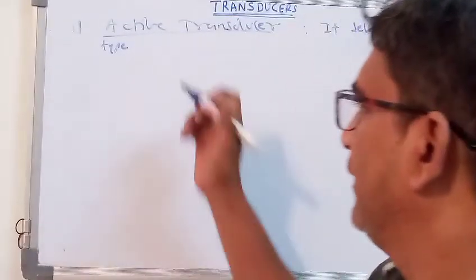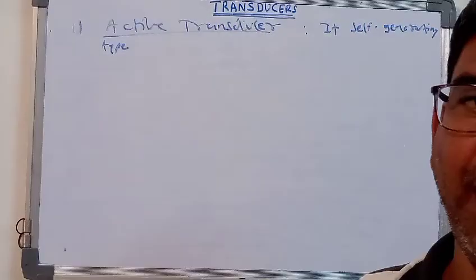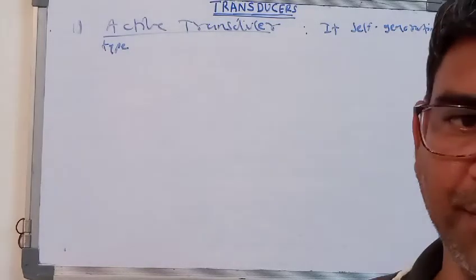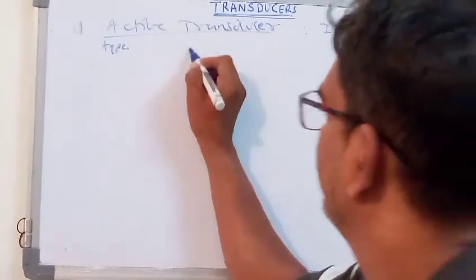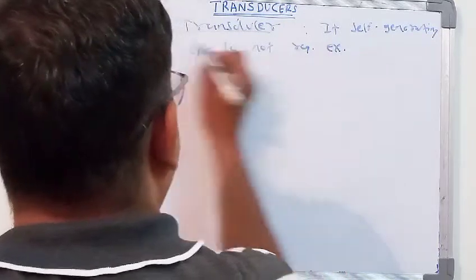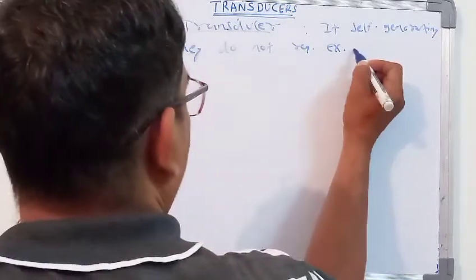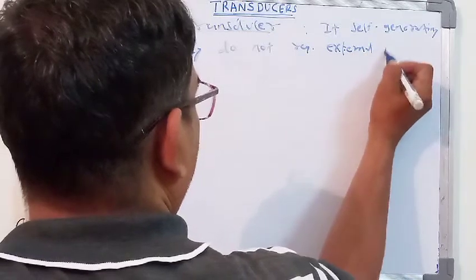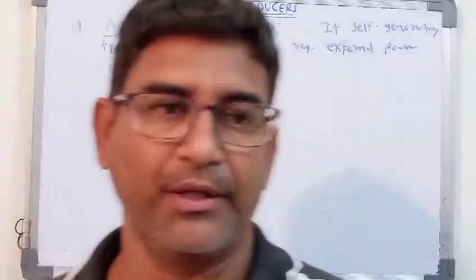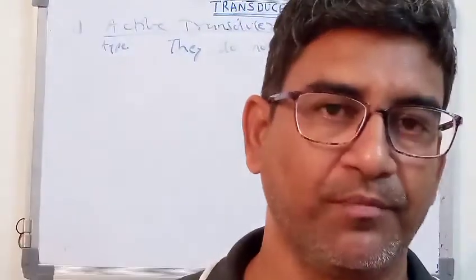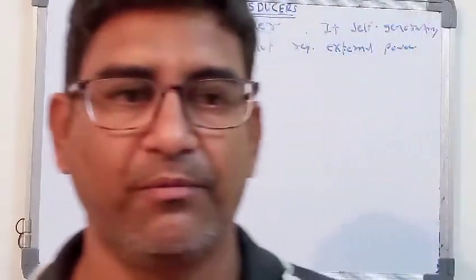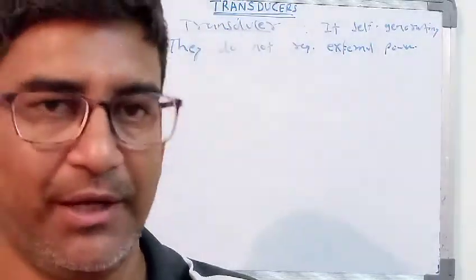Here, it does not require external power. It is one of the most important sentences. They do not require external power. What are the different things? The different things in this active transducer are a thermocouple, the piezoelectric pickup coil and the photovoltaic cell. These all respond to some physical form of energy.